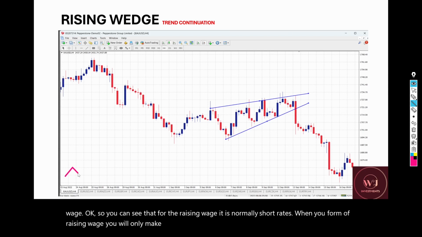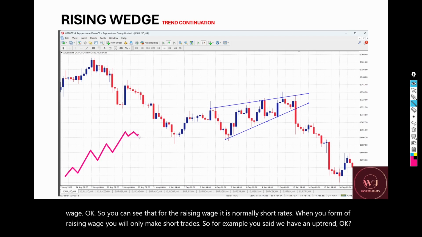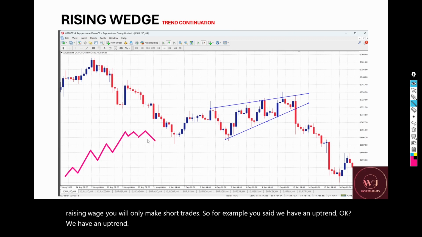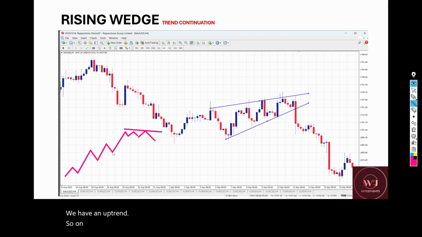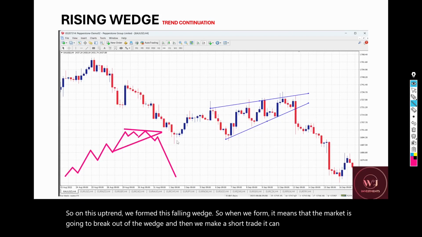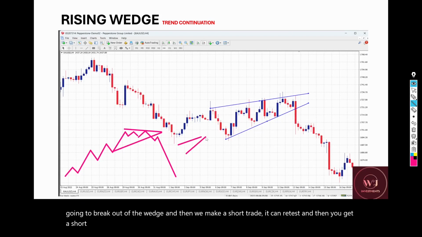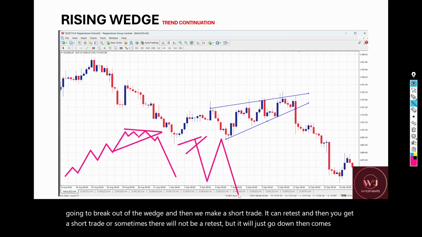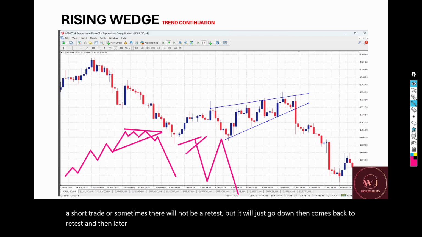So for example, I said we have an uptrend. So on this uptrend, we form this wedge. So when we form it, it means that the market is going to break out of the wedge, and then we make a short trade. It can retest, and then you get a short trade. Or sometimes there will not be a retest, but it will just go down, then comes back to retest, and then later on shorts. Okay, that is for trend reversal.